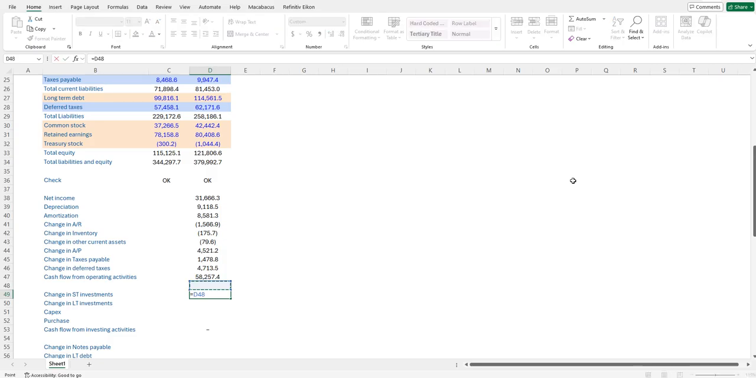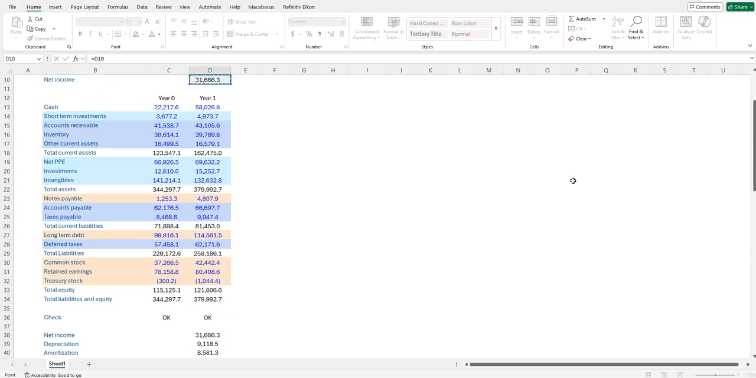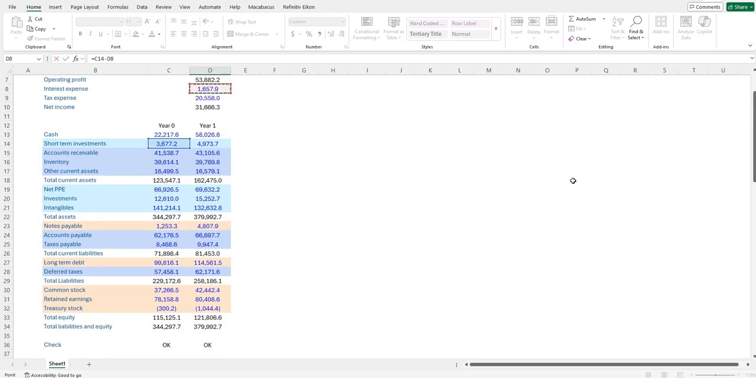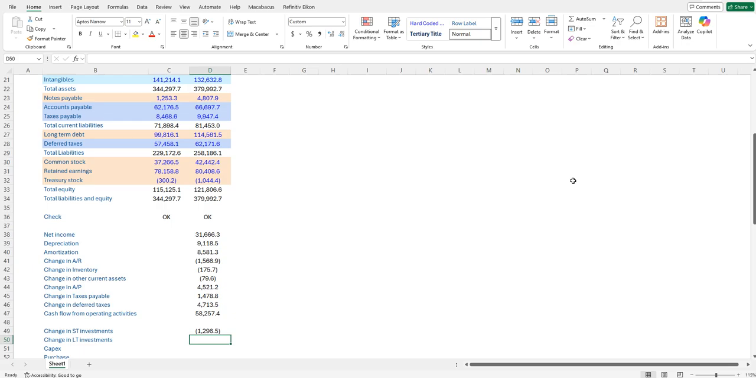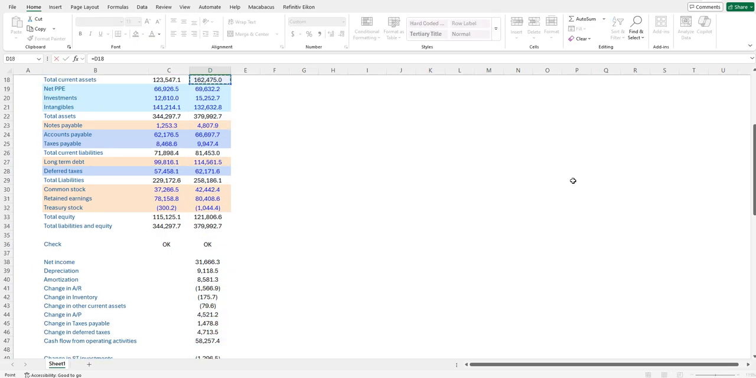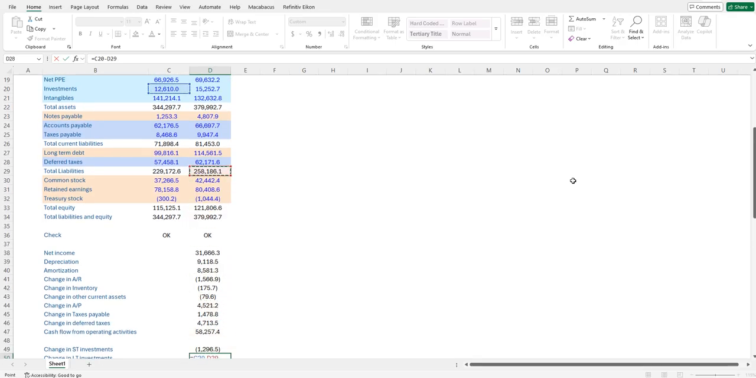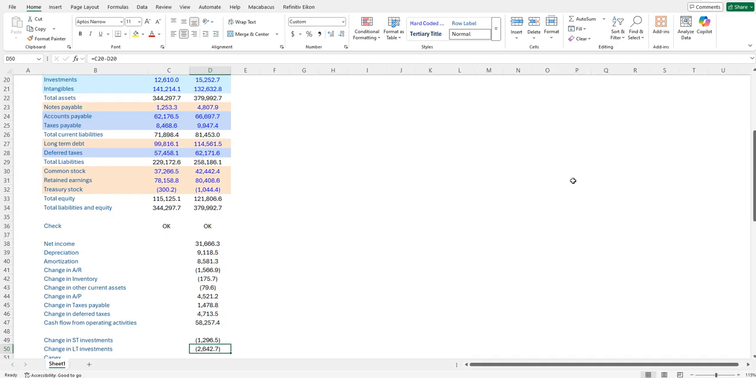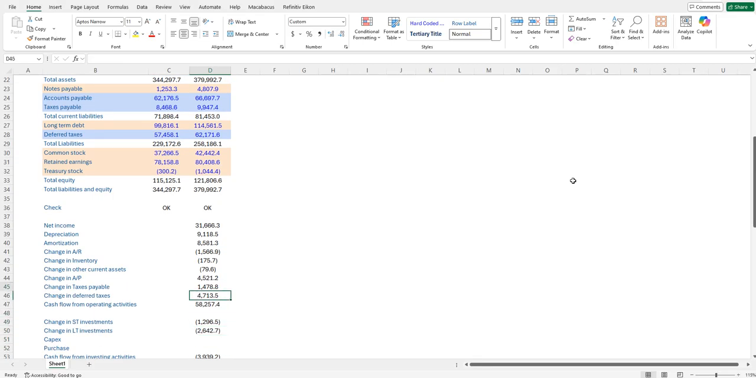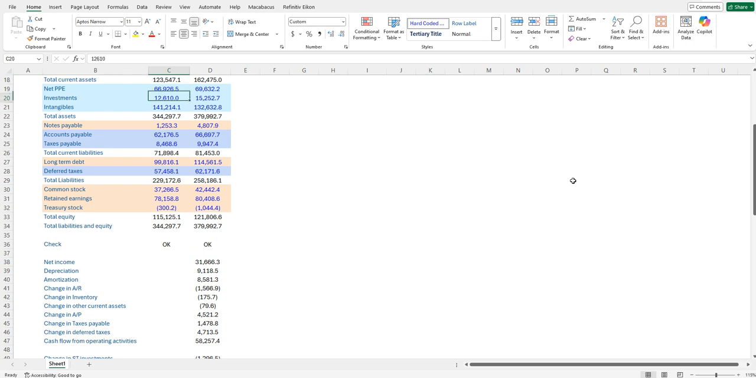Same for the change in short-term investment. Previous year's figure subtract current year's figure; that represents the cash outflow. And same for the long-term investment: subtract the current year's figure. Do not include the net PP&E and intangibles here, because that's not how you calculate the increase or decrease in these assets. Okay, you want to understand the capex.